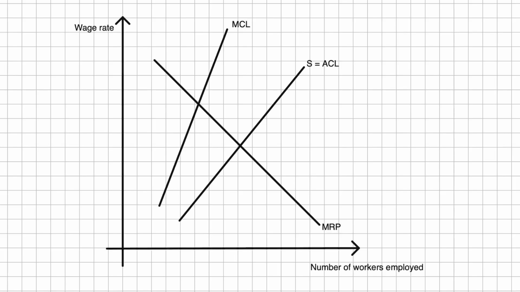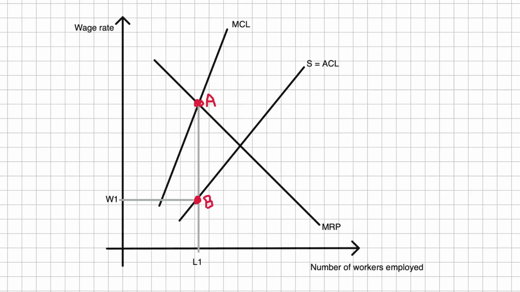Before any union exists, the labour market is monopsonistic. The firm chooses employment where MRP equals MCL, not where supply meets demand. That happens at point A, giving employment of L1. Once we know L1, we drop straight down to the supply curve to find the wage. That's point B, which gives us wage W1. So without a union, employment is L1. Wage is W1. This is lower pay and lower employment than in a competitive market.